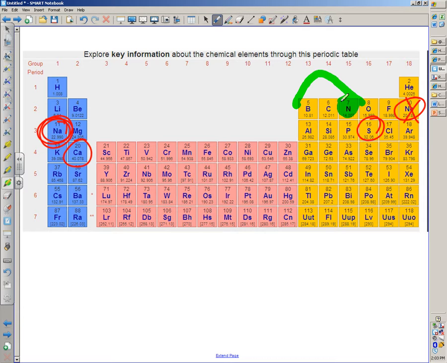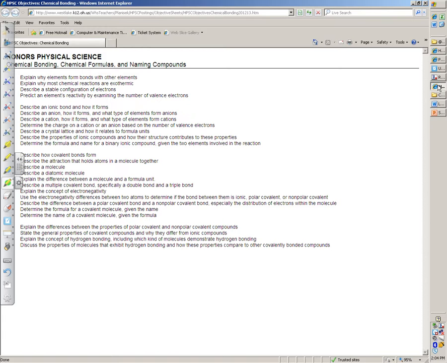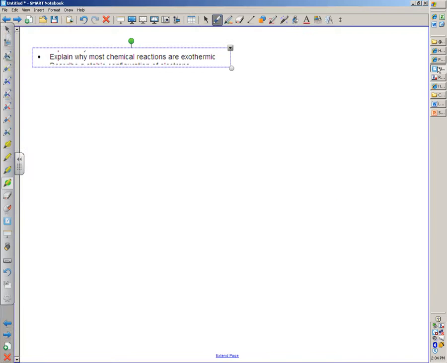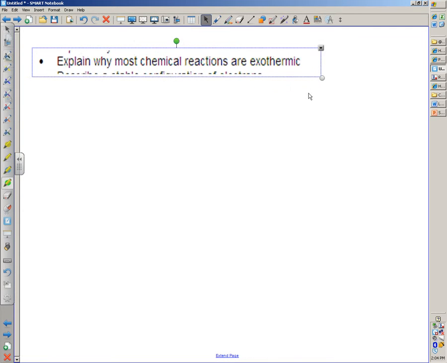So Lexi, that's why those ones won't be that reactive, because they have to figure out how they're going to get to 8 electrons without upsetting all the electrons that are already there. Okay? But why are most chemical reactions exothermic? All right, so explain why most chemical reactions are exothermic.